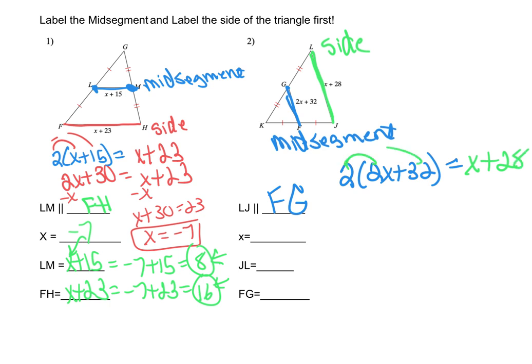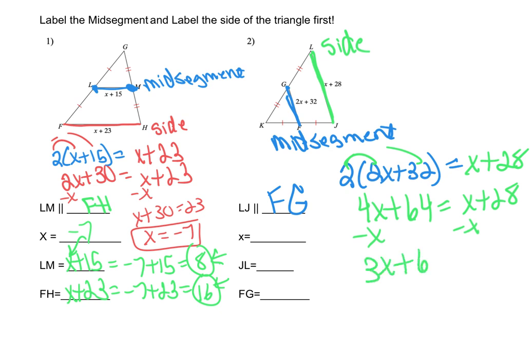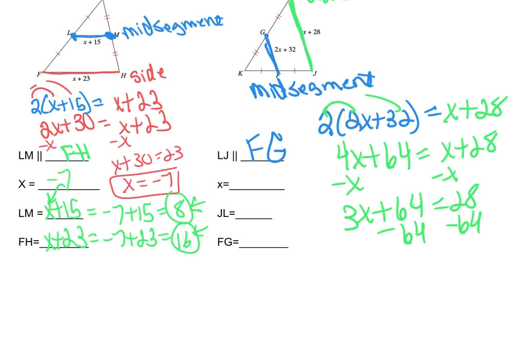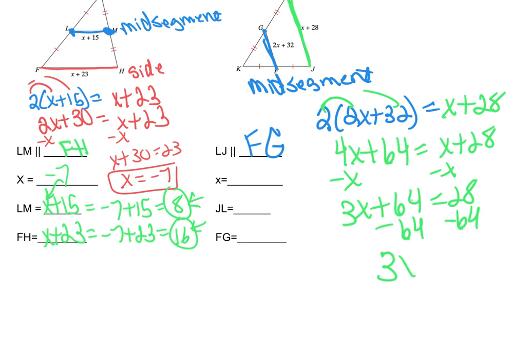And then we just distribute. We would get 4x plus 64 equals x plus 28. I'm going to subtract x from both sides. 3x plus 64 equals 28. Subtract 64, just following all of our steps for solving. And we get that 3x equals negative 36, and x equals negative 12.